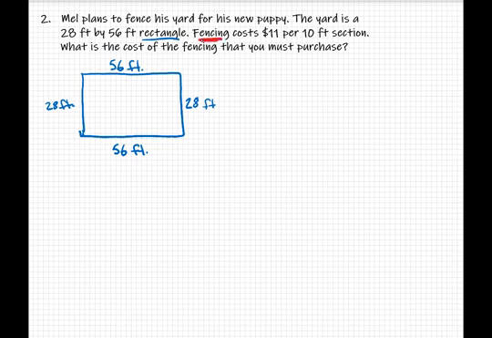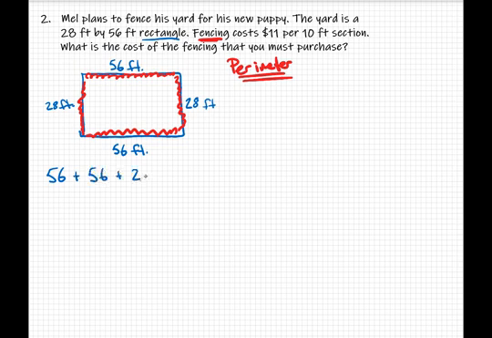So fencing goes around the outside. There's going to be some fence along this side, some fence over here, some fence here, and some fence here. And since fence goes around the outside, we're talking about perimeter. Perimeter is the distance around. So we have 4 sides to the yard, but what's the total distance around? We've got a 56 plus a 56 plus a 28 plus a 28.